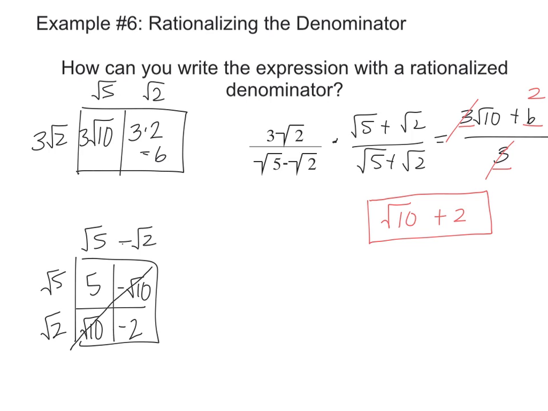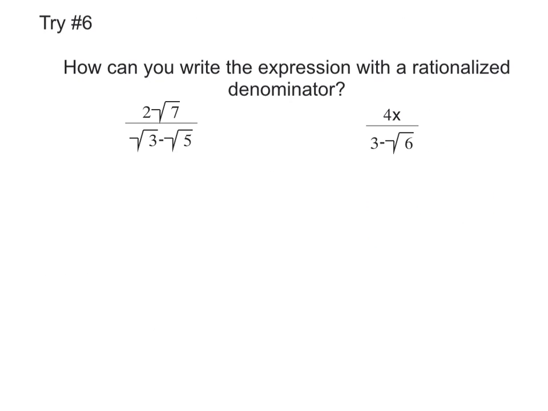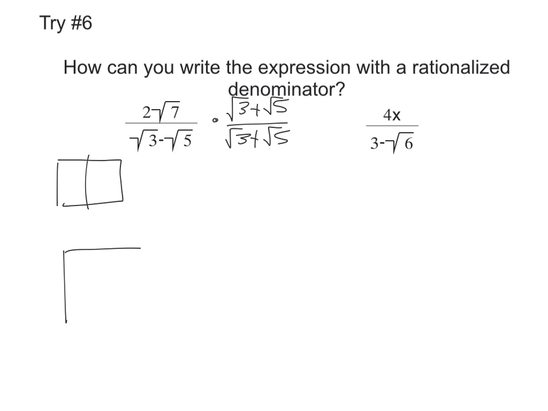All right, let's look at our last problem. It says, how can you write the expression with a rationalized denominator? So the first radical, the conjugate is going to be the square root of 3 plus the square root of 5 over the square root of 3 plus the square root of 5. All right, again, that's a monomial, and the second one is a binomial.